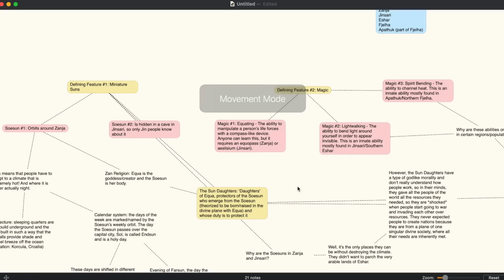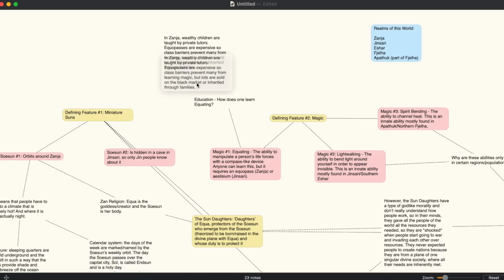So one question I always ask myself when it comes to magic is education. How does one learn equating? In Zandra, wealthy children are taught by private tutors. Equipasses, which is the device you need to do this, it kind of looks like a compass, are expensive. So class barriers prevent many from learning magic, but lots are sold on the black market or inherited through families.